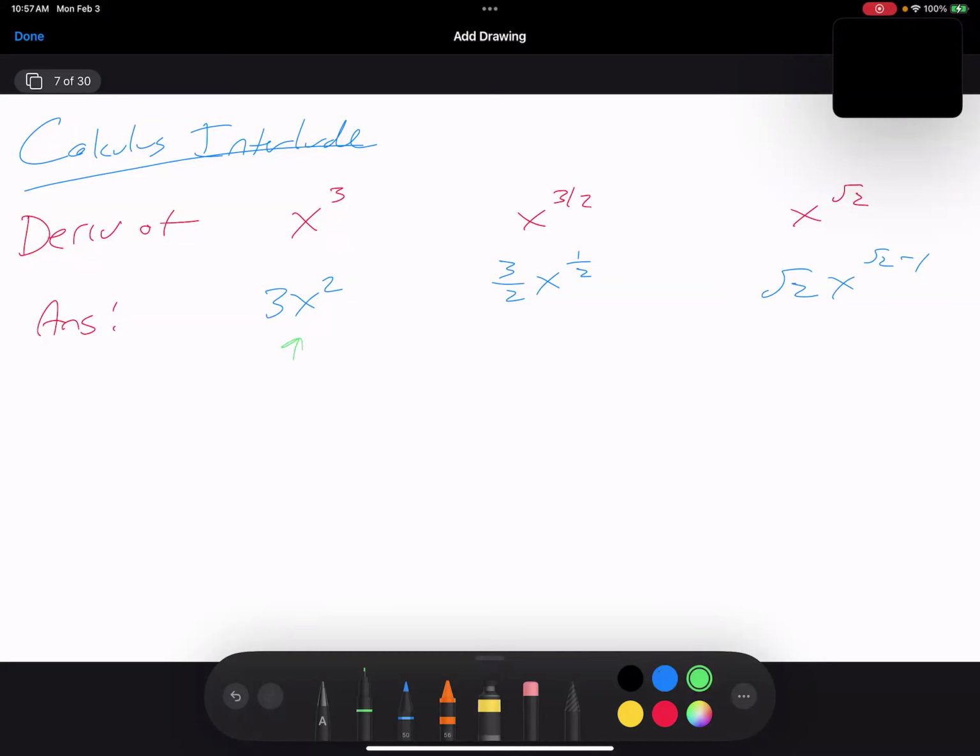For this, it's x plus h cubed minus x cubed over h. Take the limit as h goes to 0. This is the binomial theorem. X plus h cubed is x cubed plus 3x squared h plus dot dot dot. We can't use the binomial theorem for the derivative of x to the 3/2.